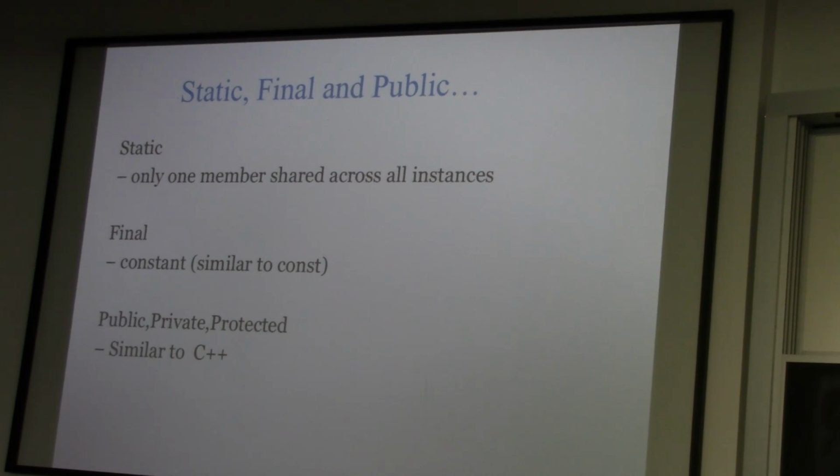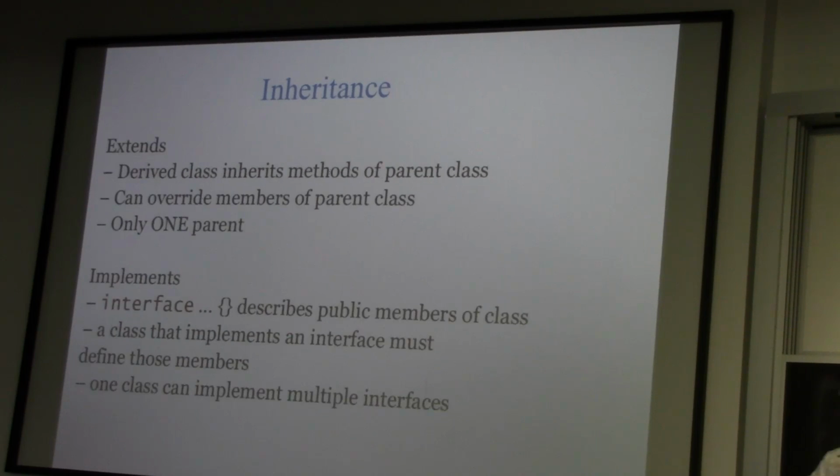Final means that it's kind of like a constant, similar to CONST. Public, private, and protected is similar to C++, right? So private means that it can only be seen by this class itself. Protected means that you can see it from your friend classes. In other words, classes from the same package and so on, which you declare as your friend. Public means any other class can see this method or member variable of this object instance. Okay? So these are similar to C++ or any object-oriented programming language experience you had before.